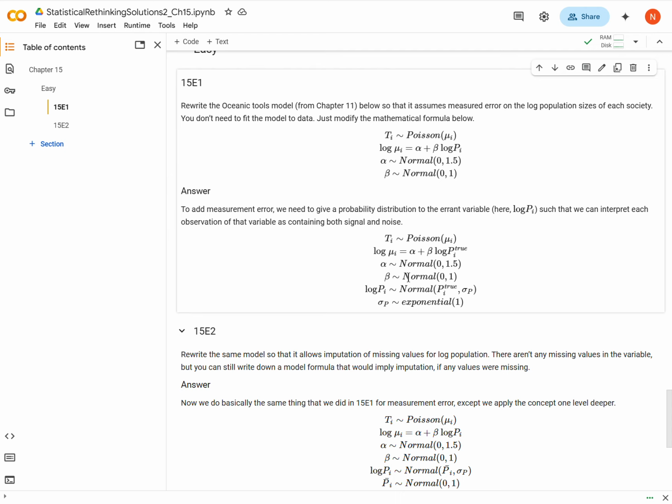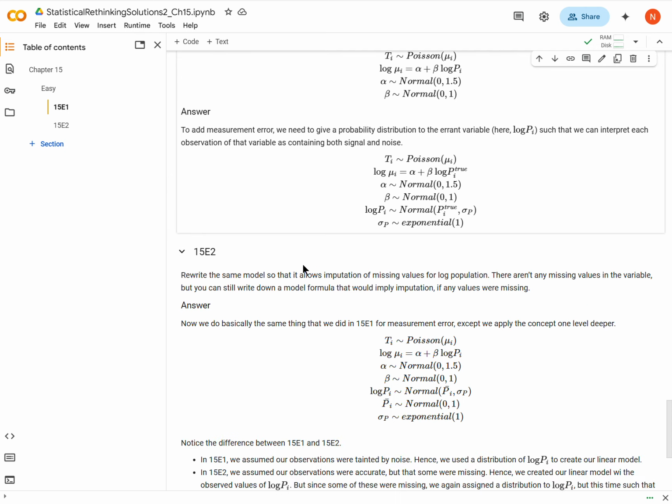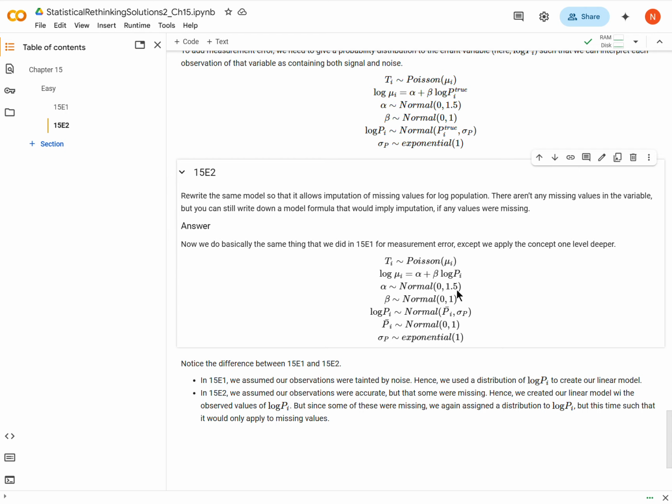So there's that. Now we're going to go to 15E2, and no longer do we think that we have measurement error in log population. Instead, what we think, or maybe we confirm this, is that there are missing values of population or of log population. And so we need to somehow account for those missing values. This is kind of the same trick, but notice that no longer do we assume measurement error. So we're still regressing on the actual observed value.